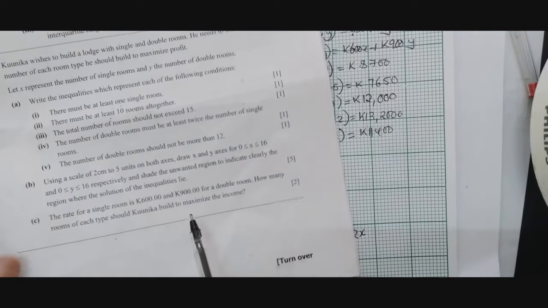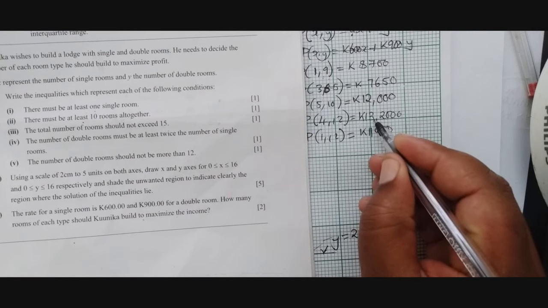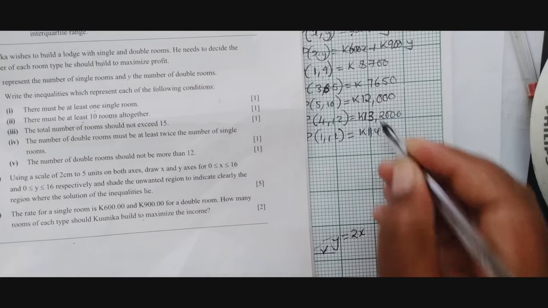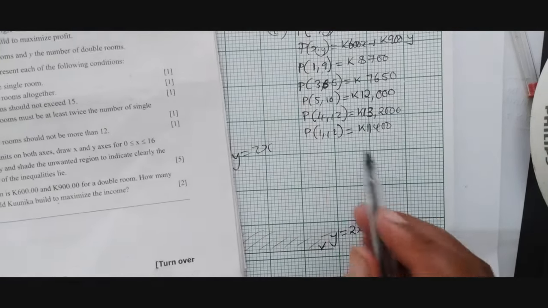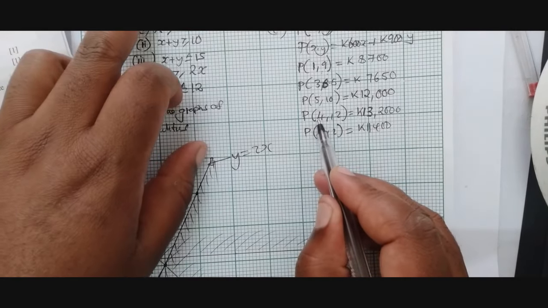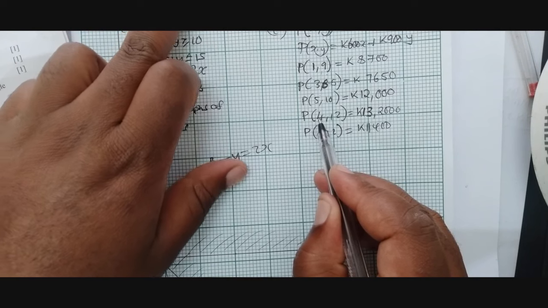Now, we are interested in the maximum income. Where do we have maximum income? It is here, where there is 13,200. All right, 13,200, meaning that he needs this combination. He needs to build 4 single rooms and 12 double rooms.